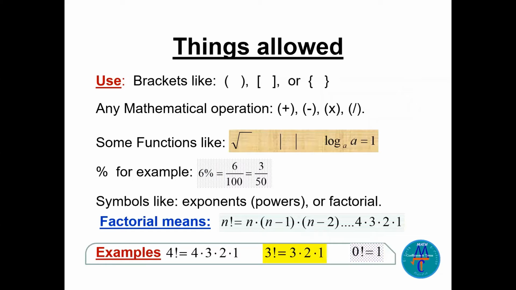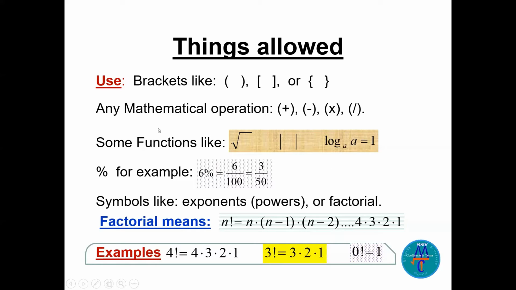You can use any kind of brackets. You can use mathematical operations: addition, subtraction, multiplication, division. You can use square root, absolute value, logarithmic properties. You can use percentage. It's like 6%, 6 over 100, divide by 2, it will be 3 over 50, something like that.